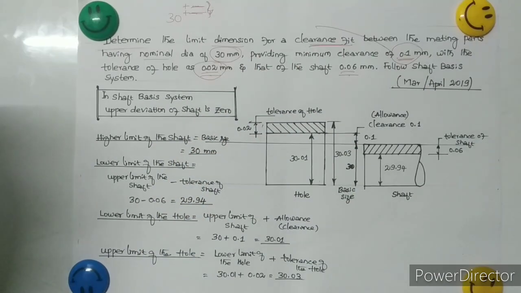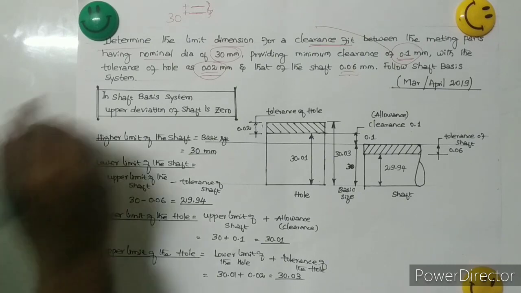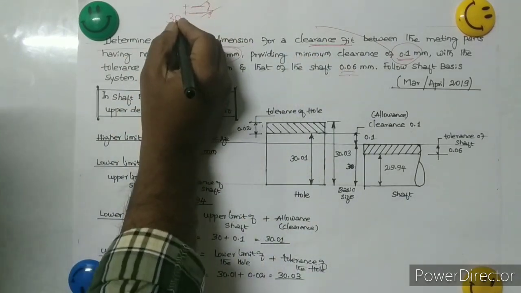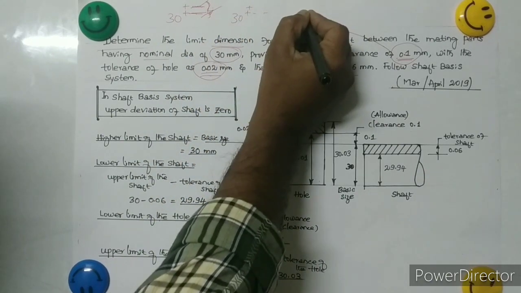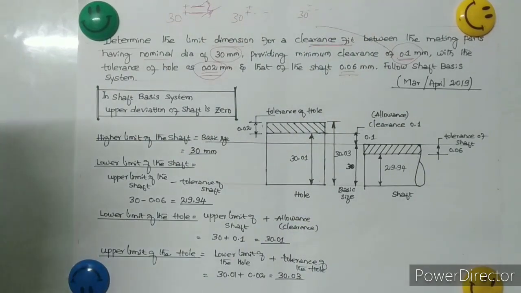The limit dimension in the sense, determine the limit dimensions for the clearance. This is what we want to find out. For example, 30 plus what, plus what. And again for the shaft it is minus what, plus what. Those things we need to find out here.